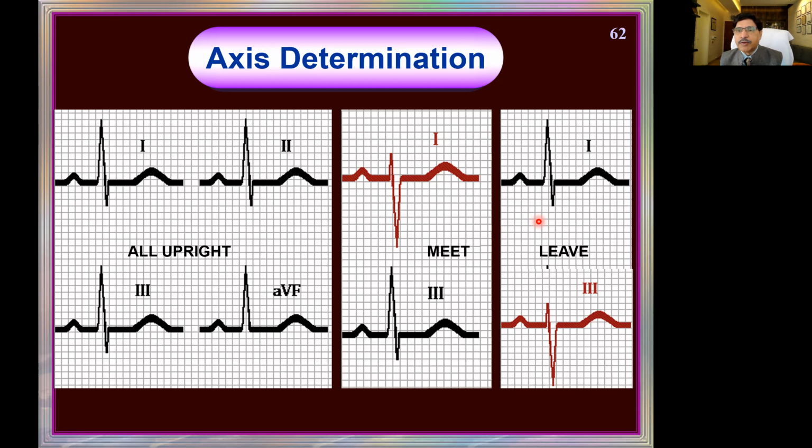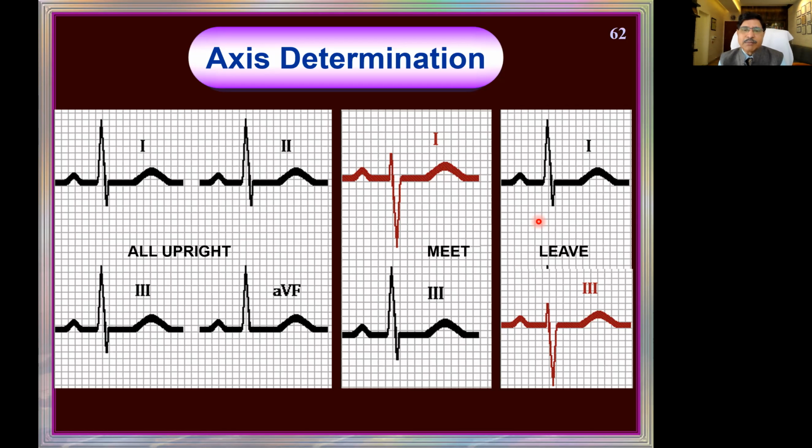So my AVF and the L3 particularly will record a negative deflection because it is going away from the inferior lead L3. So look at L3 and L1. L1 and L3 meet, it is right axis. L1 and L3 leave each other, the waves, it is the left axis. As simple as that. But this will not tell you whether it is 30 degrees or 35 degrees or 63 degrees, because I am not interested.